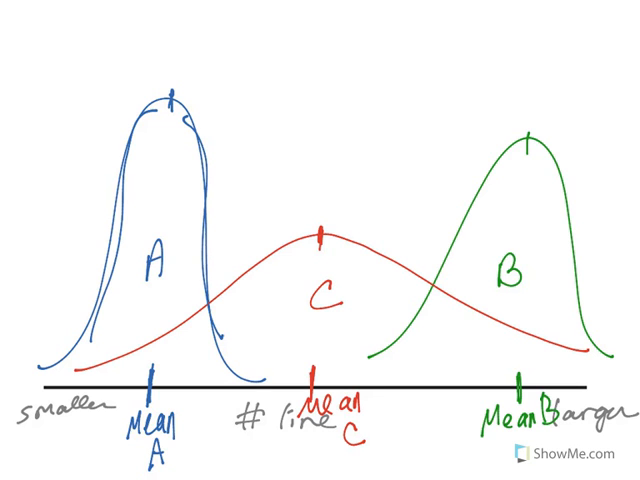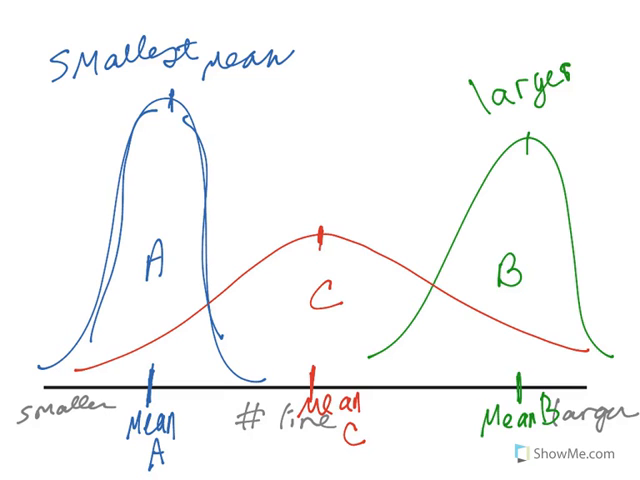So in terms of numbers, A has the smallest mean. Again, if we're talking about the number line, smaller numbers are to the left, so A has the smallest mean, and B has the largest mean. Largest. Whew, almost couldn't spell right there. All right, so that's in terms of the mean.